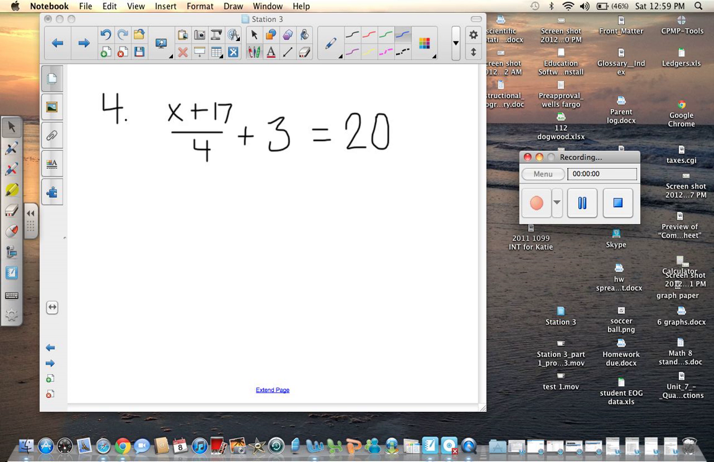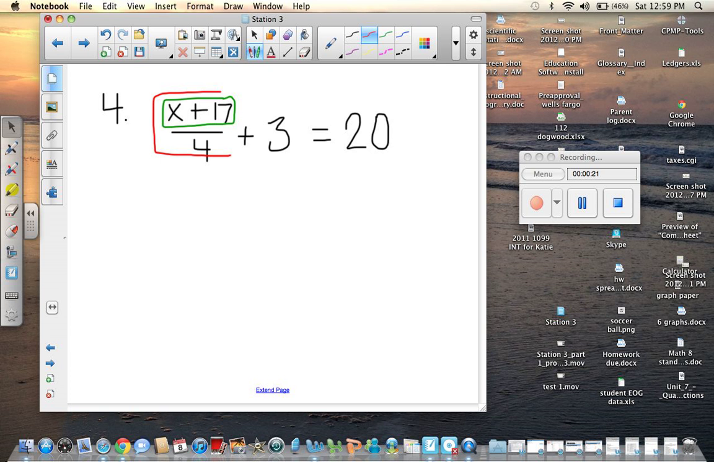This is part 2 of station 3, and this is a problem that's very similar to number 3 that we did in the last video. We have this x plus 17 divided by 4, and I'm going to create my boxes to show what I'm going to do first, what I'm going to do second. And like we did in class, it's going to be easiest if we go ahead and subtract 3 from each side first.